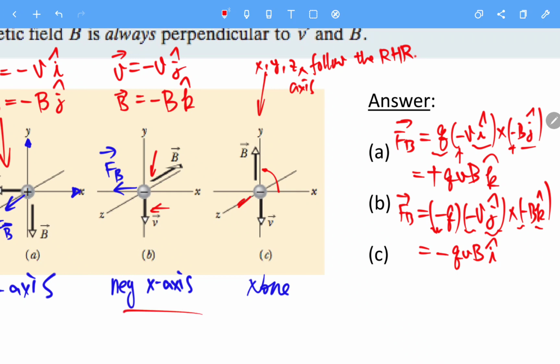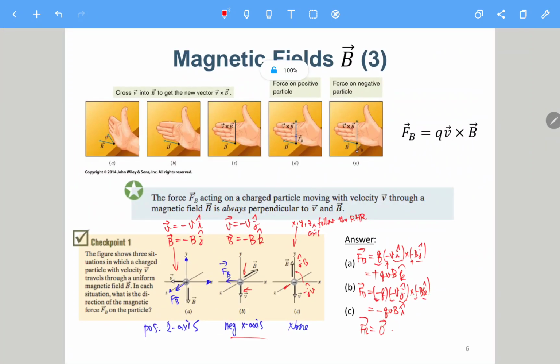And for C, this is j hat and this is negative j hat, of course times v, this is times B. j hat cross j hat will be the zero vector. So this F_B equals the zero vector. This is the unit vector notation.